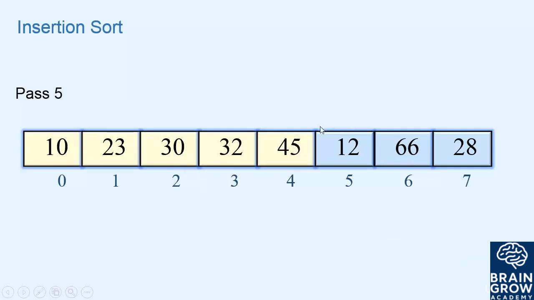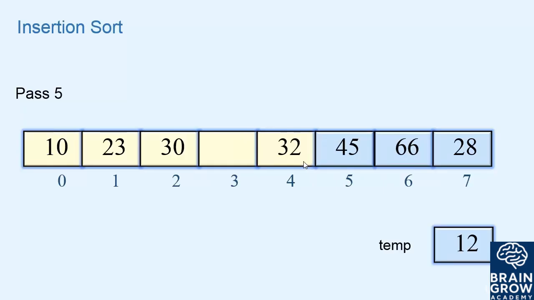Now in pass 5, 12 has to be placed in this sorted part. So 45 is greater than 12, it is moved. 32 is greater, it is moved. 30 is greater, it is moved. 23 is greater, it is moved. Now 10 is less than 12, so we'll stop and place 12 here.